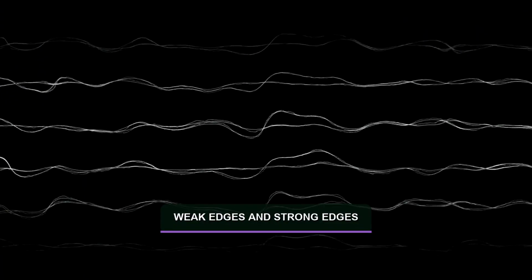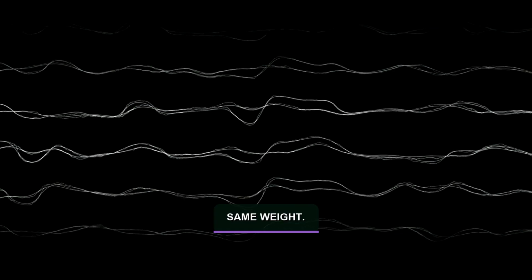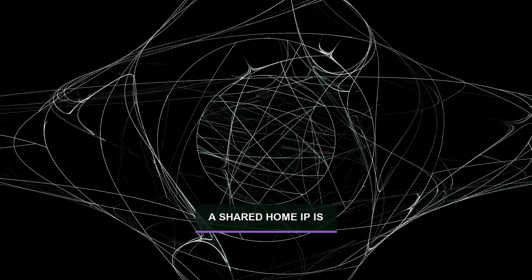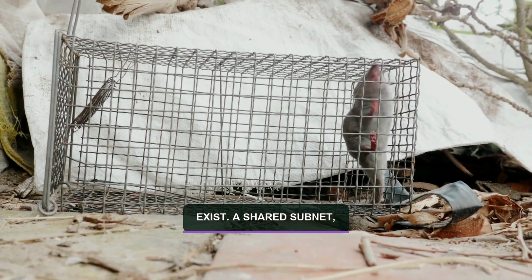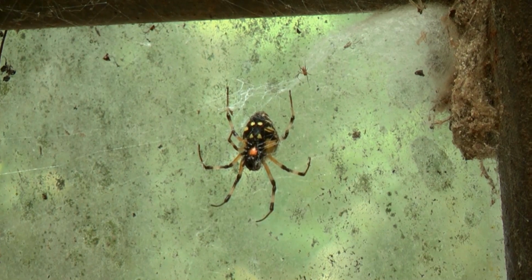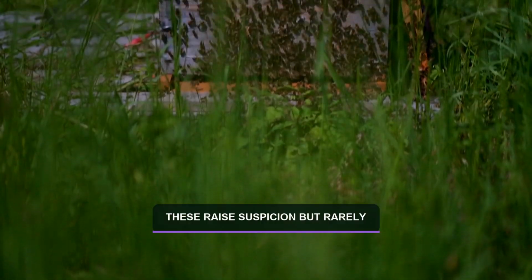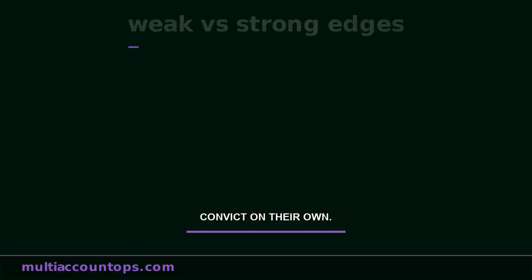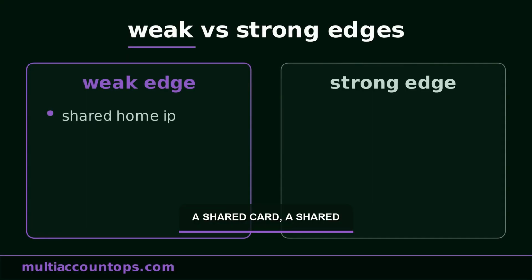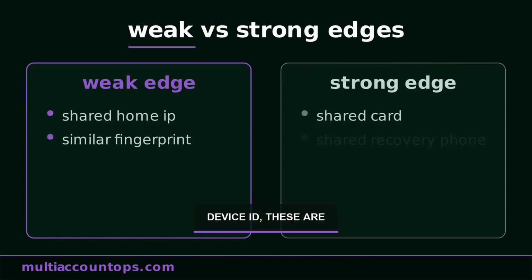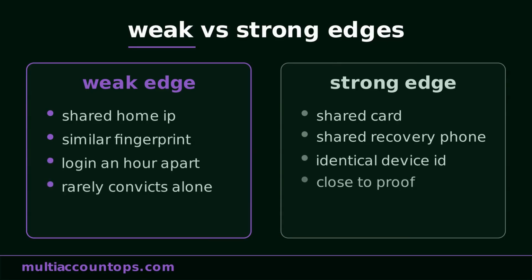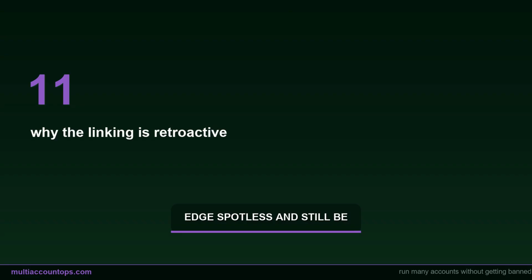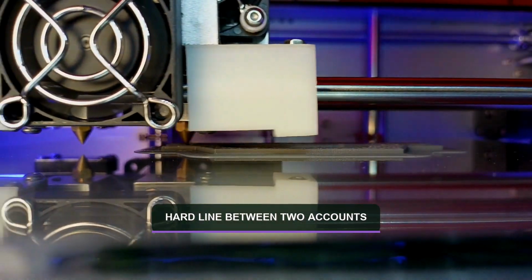Weak edges and strong edges. Not every line carries the same weight. A shared home IP is a weak, probabilistic edge. The platform knows real families exist. A shared subnet, a similar fingerprint, a login an hour apart. These raise suspicion but rarely convict on their own. A shared card, a shared recovery phone, an identical device ID, these are strong edges, close to proof. Here is the trap. You can keep every weak edge spotless and still be sunk by a single strong one. It only takes one hard line between two accounts to fuse them.